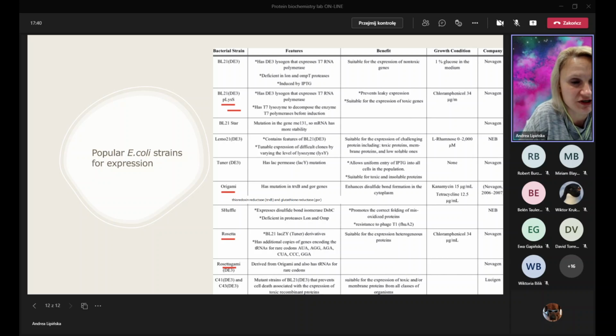Do you have any questions to that part? So generally, some things we just try to predict, like we buy special strains if we expect any problems, but it is true that we just have to check experimentally which strain is the best for our protein. Okay, so now I think we can finish this one.